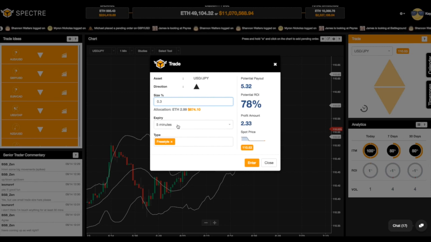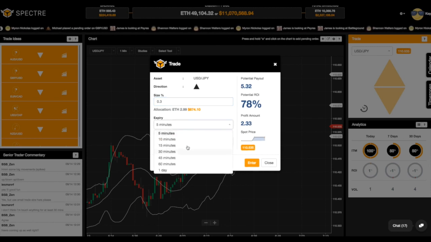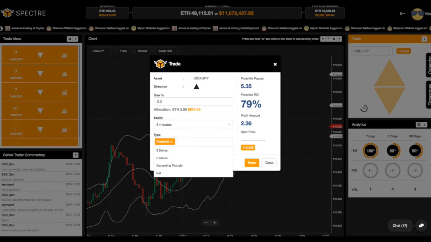The trade will expire in 5 minutes. I can select a range of expirations, but 5 minutes is the shortest. And I'm trading freestyle right now. There's a range of other types of formations, but I'm going to keep it very simple. I get a 75% payout, an instant 75% payout if I'm right, and if I lose, I lose that 3 ethers. So let's go ahead and enter this trade.